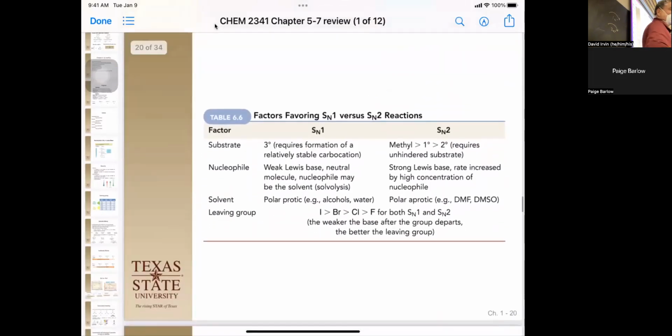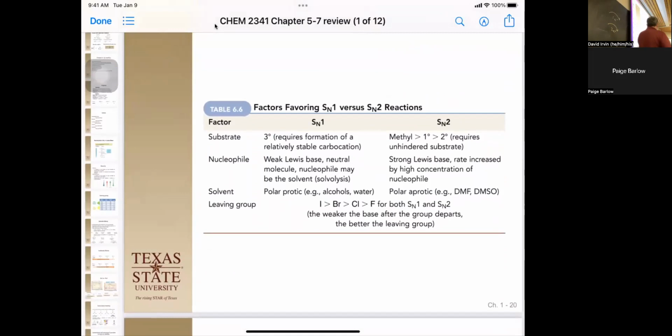Okay, so then we have compare and contrast. When we look at an SN1 reaction, think tertiary substrate because you've got to form a carbocation. Think poor nucleophile because otherwise it would react. Think protic solvent because it has to support the cation and the anion.